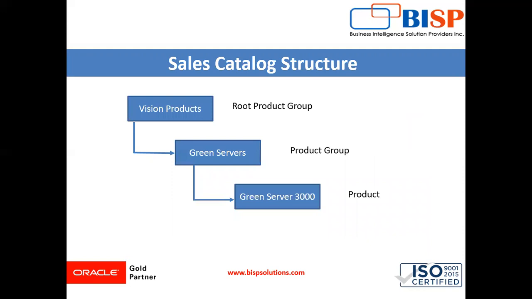So what we will do in this session: first we create a root product group. Under this root product group, import the product using the product import macros, that is Green Server 3000, and import the product group. So let's move on to the application to create the root product group.